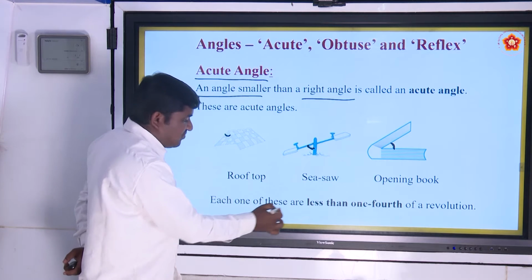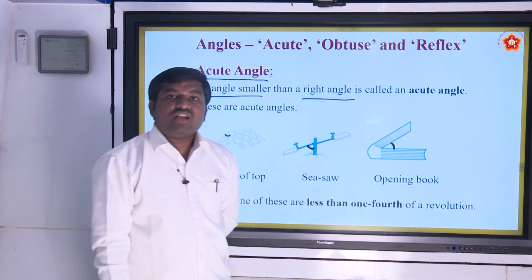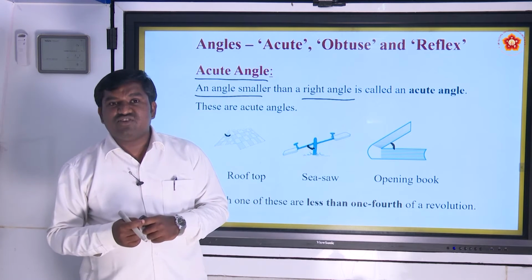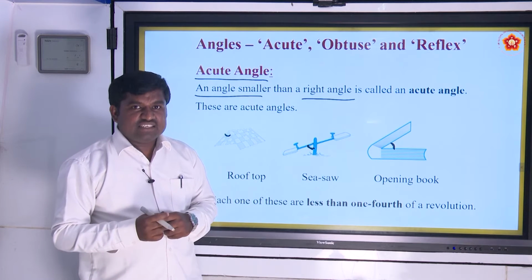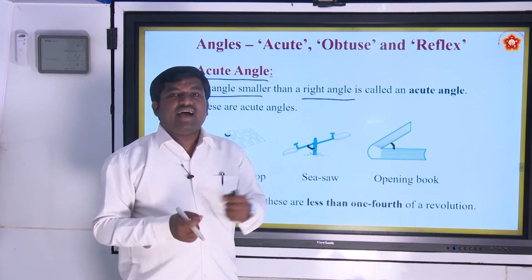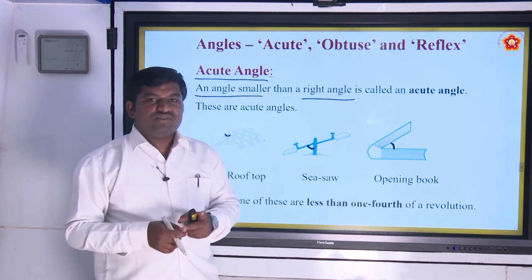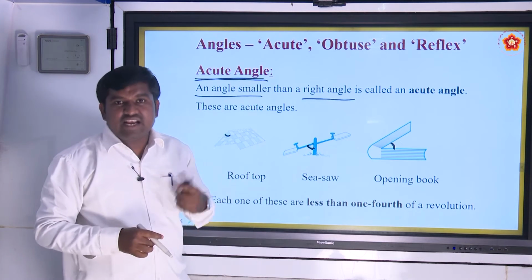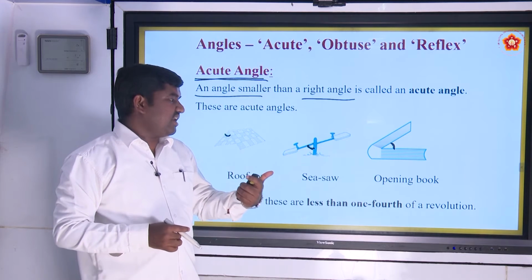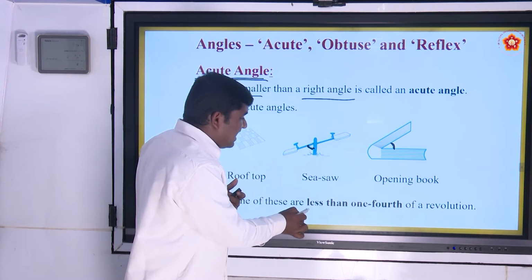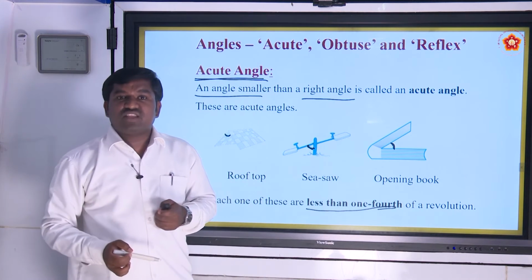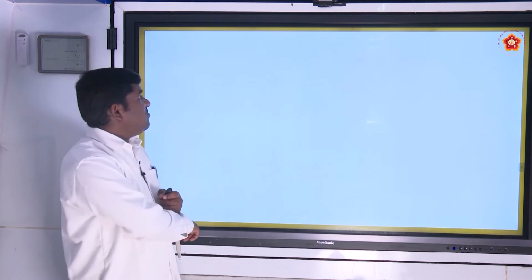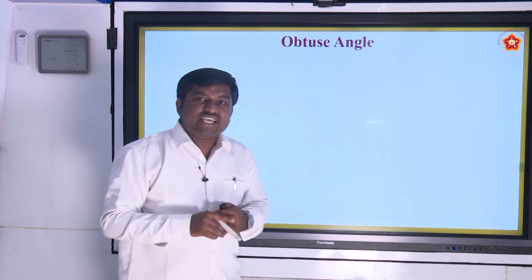So each of these is less than 1 by 4th of a revolution. Why is it less than 1 by 4th of a revolution? You know that a right angle has 1 by 4th of a revolution, but an acute angle is less than a right angle, so it should be less than 1 by 4th of a revolution. Very good.